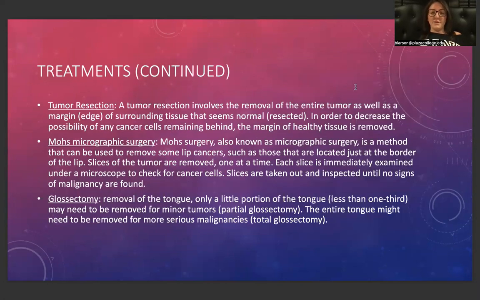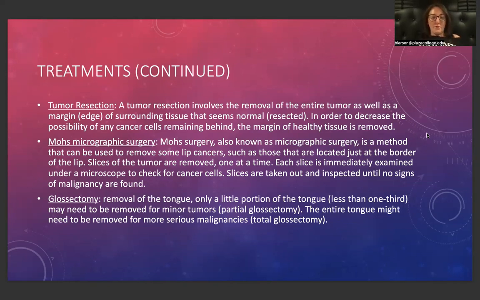So these are just some types of treatments that they have. They have a tumor resection, which involves the removal of the entire tumor as well as the margin, which is the edge that surrounds the tissue that seems normal. In order to decrease the possibility of any cancer cells remaining behind, the margin of healthy tissues are removed as well.